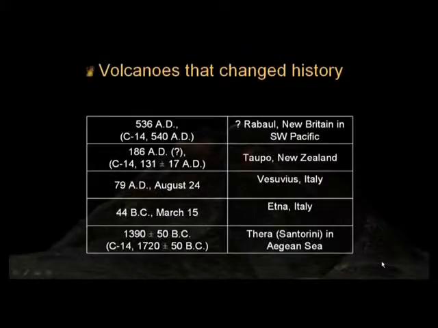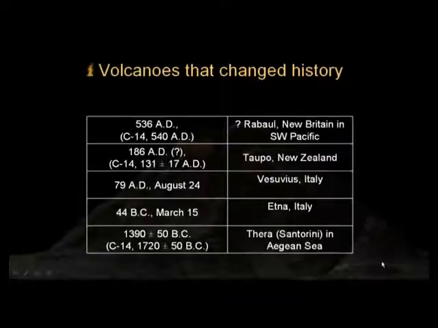186 AD, big explosion of Taupo in New Zealand. And everybody knows about 79 AD, that eruption of Vesuvius, it buried the town of Pompeii. And 44 BC, when Caesar died, the sun felt pity for Rome, and 4 suns were seen in the sky as Etna erupted there west of Italy.